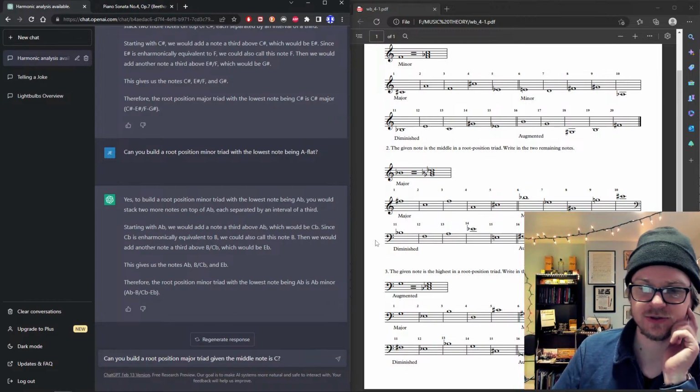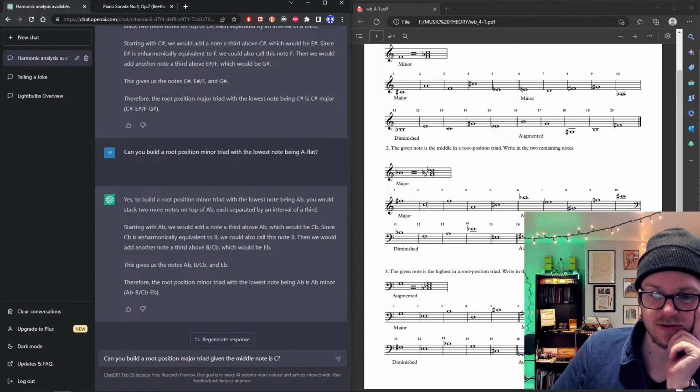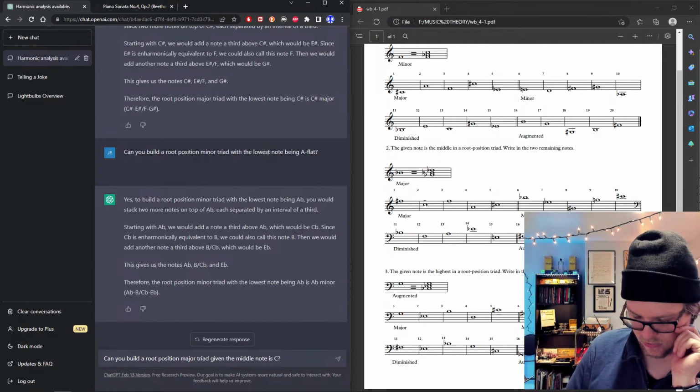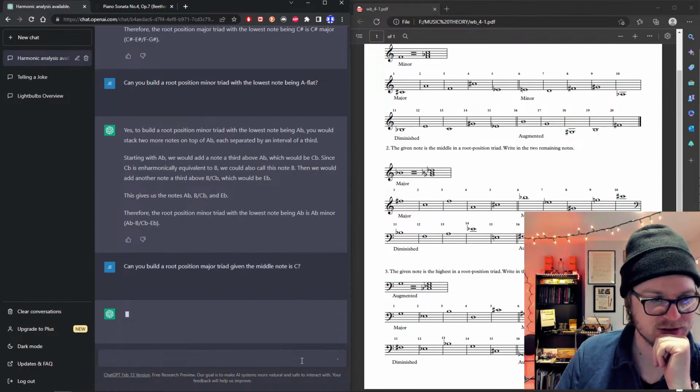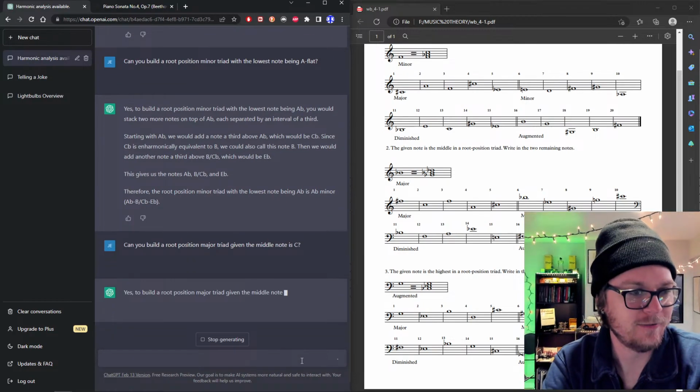Okay, so I'm looking at number 2, for example. In this case, this is going to be A flat major. So you have an A flat down below. C is a major third above, and then you've got a minor third above that, which is going to be E flat. So it should be A flat, C, and E flat. That's going to be number 2. Let's see if my wording is clear enough for it.